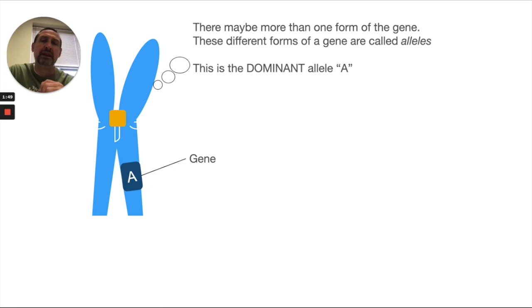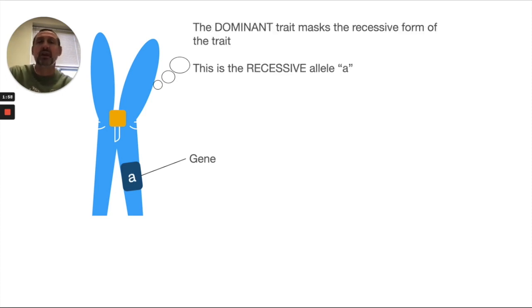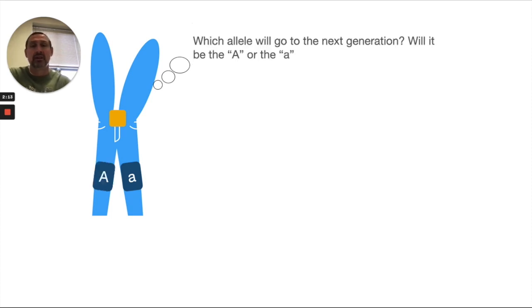So how do we indicate that? On this gene, we'll indicate that by the capital letter A for dominant, because that's the trait that always shows up. So dominant traits mask recessive traits. Recessive traits are present, but they aren't always expressed. So in this case, we'll designate that with a lowercase a. So that allele is either dominant, the capital A, or the allele is the recessive lowercase a.